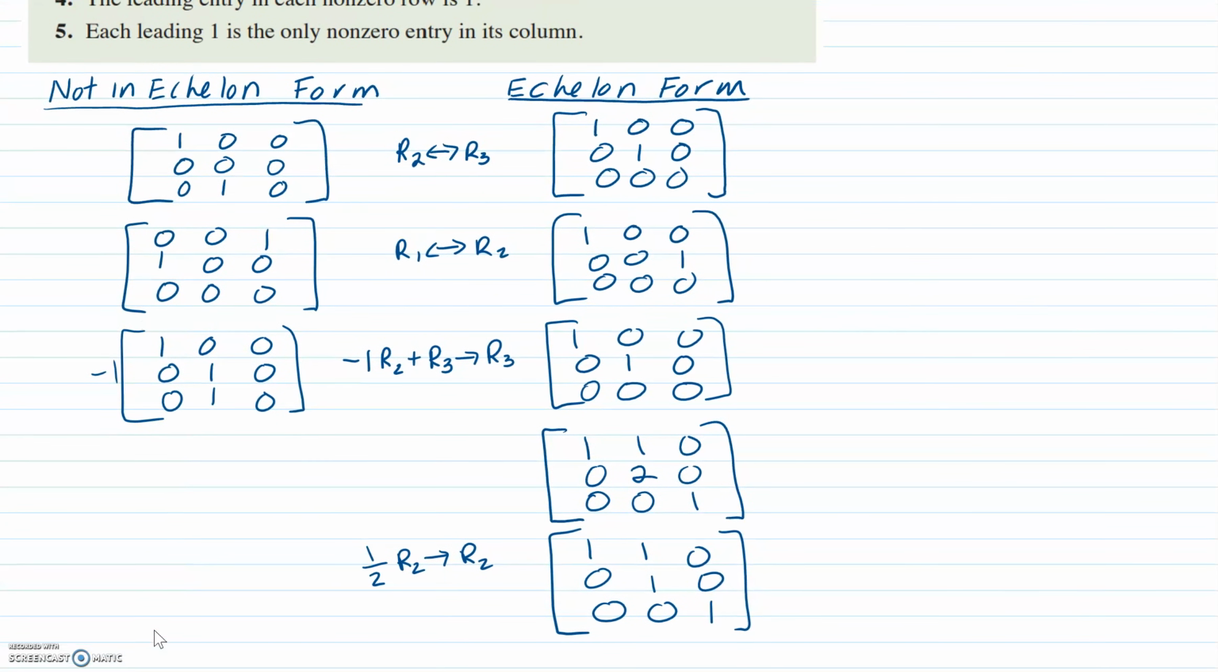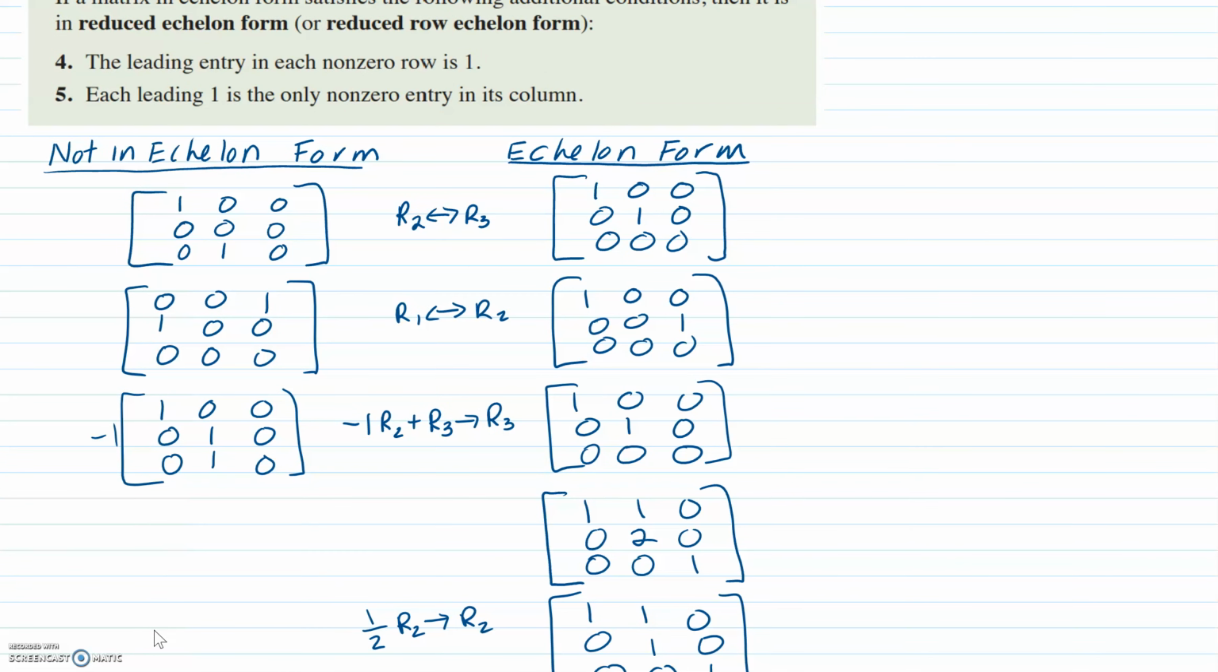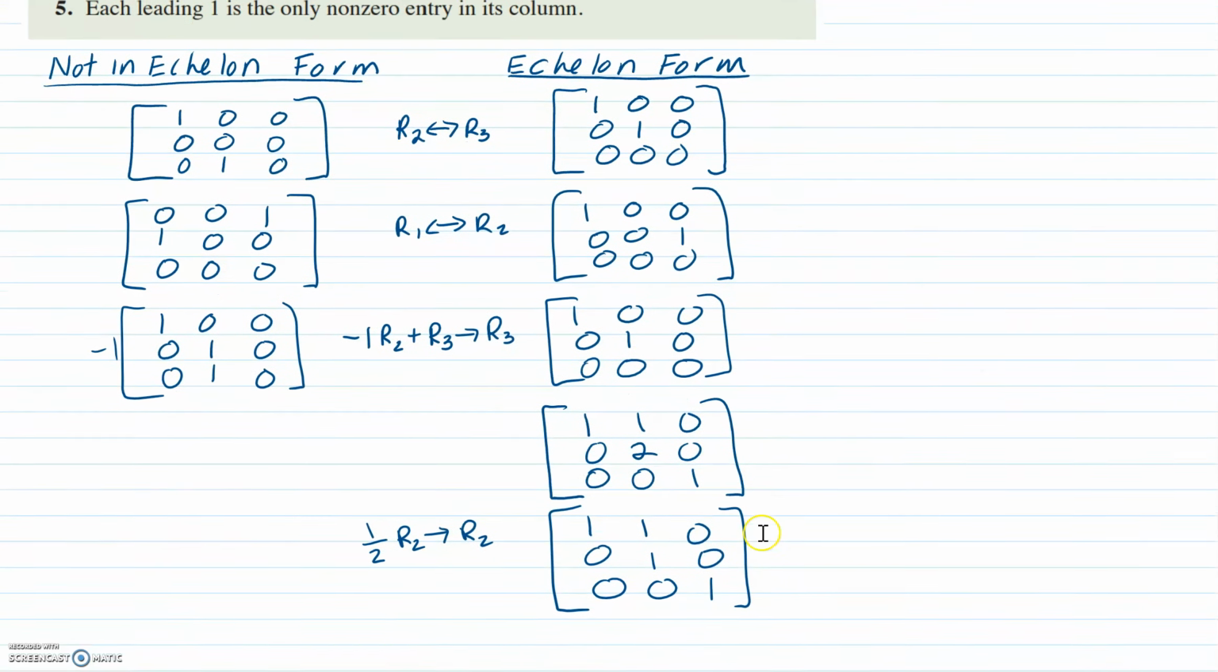But this is still not in reduced echelon form because there's a last property. To get something in reduced echelon form, property number 5 states that each leading one is the only non-zero entry in its column. So that means you need zeros above and below. If you look at our first 3 examples, these were in reduced echelon form because there were zeros above and below each leading entry, and each leading entry was 1. But here in ours, they're not.